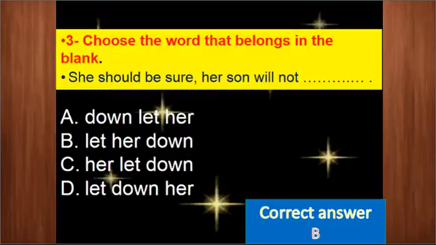Here we have another example related to the phrasal verb, and the students have to know if this phrasal verb is separated or not separated. From the example that we have, she should be sure her son will not: down let her down, her let down, or let down her. And the correct answer is B. Let her down, a phrasal verb that must be separated with the pronoun her.